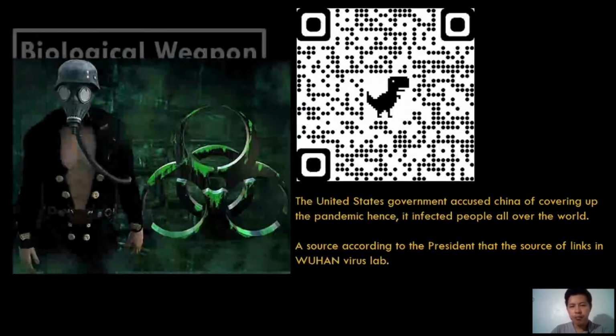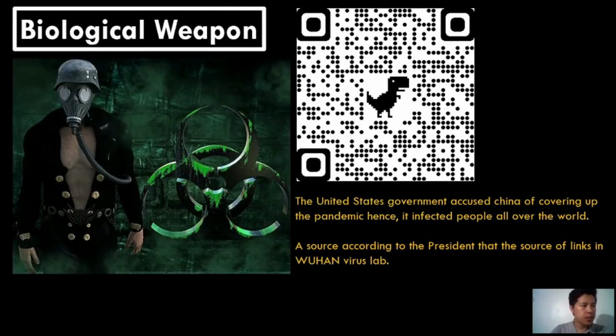the United States. Now, there are also conspiracy theories that this could be a biological weapon from China, and that the United States government accused China of covering up the pandemic, hence it affected people all over the world. According to the President of the United States, there are sources that link the Wuhan virus laboratory to this COVID-19 pandemic. And so, according to the United States government, this could be a biological weapon that got out of control. That's the reason why the government of China is covering up the reality behind this particular pandemic.